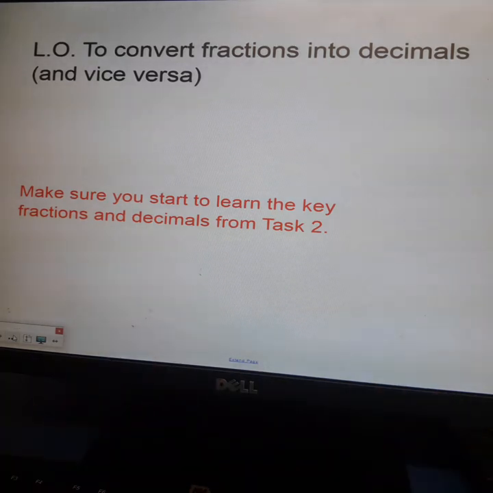Today we're doing a little bit more work on converting fractions into decimals. Hopefully you've done task 2, which is learning some key fraction and decimal relationships. So for example, at home, can you shout out what is 0.5 as a fraction? Oh, I can almost hear you there. What is 1/10 as a decimal?